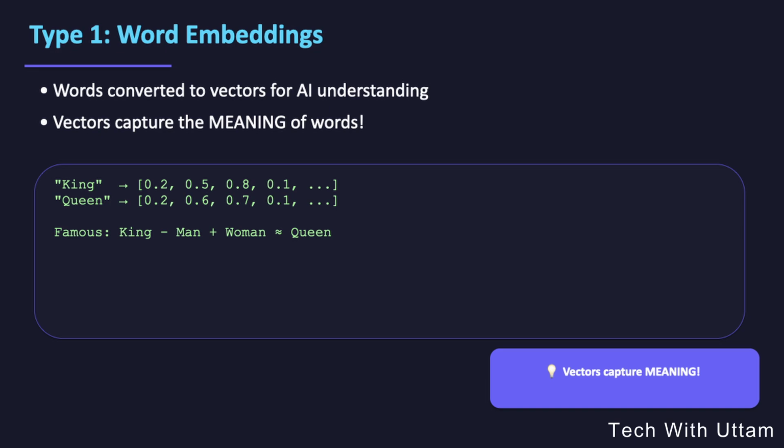And here's the mind-blowing part. If you take the vector for king, subtract the vector for man, and add the vector for woman, you get a vector that's incredibly close to queen. King minus man plus woman equals queen. The math actually captures the meaning of words. This is the foundation of how ChatGPT and other language models work.